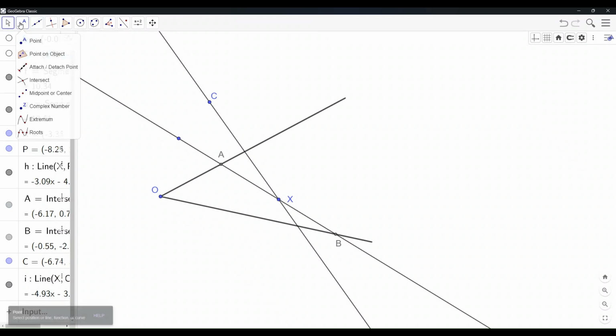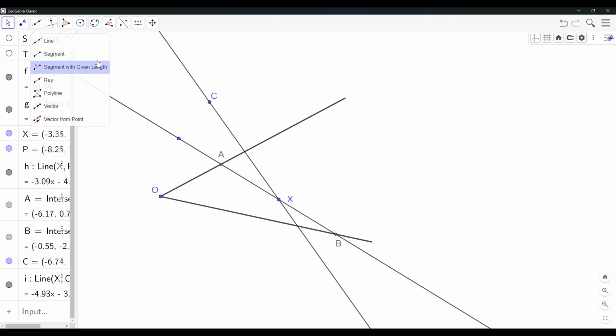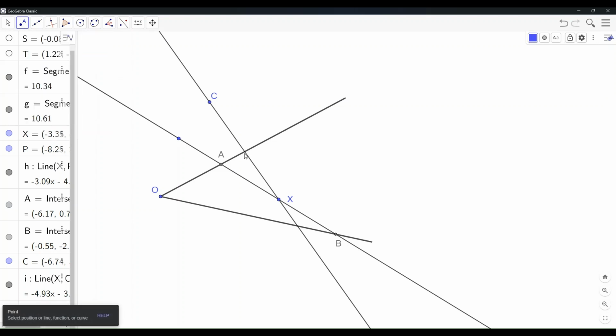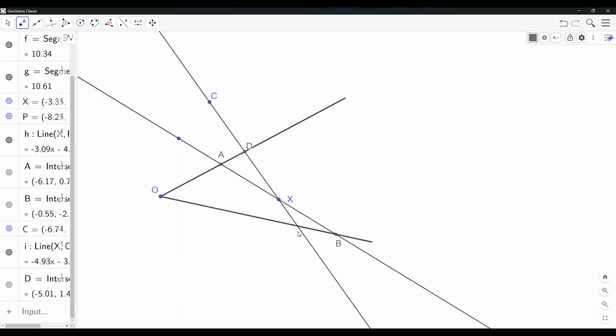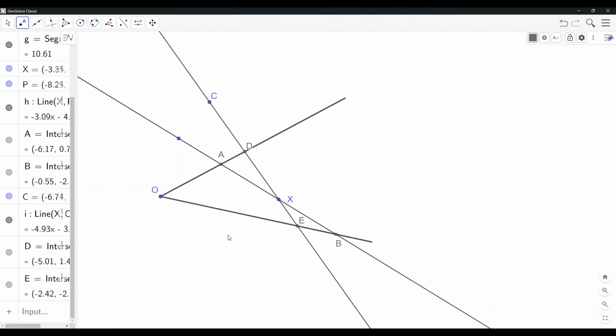So this new line has two intersections with the angle, D and E. We want to prove triangle ODE has a larger area than triangle OAB. In other words, XAD has a larger area than XBE. This is easy to prove.